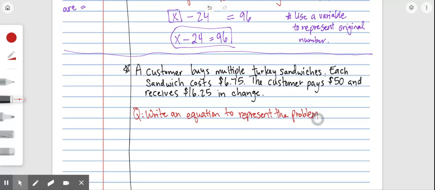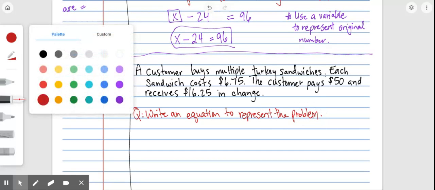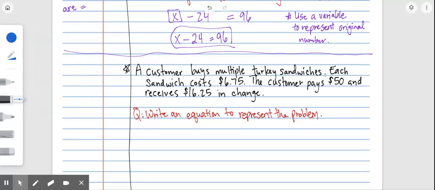Okay. All right. So again, the first thing that we're going to do is find key information. Customer buys multiple turkey sandwiches. Each sandwich costs $6.75. The customer pays $50 and receives $16.25 in change. Okay. So the first thing that I saw was a sandwich costs $6.75. Then the customer pays $50 and receives $16.25 in change.